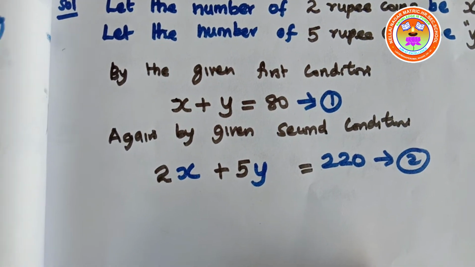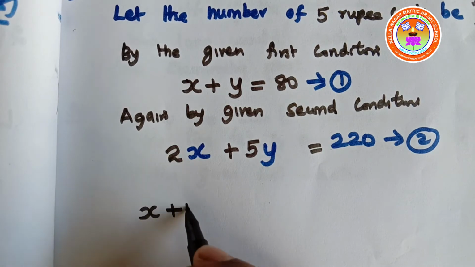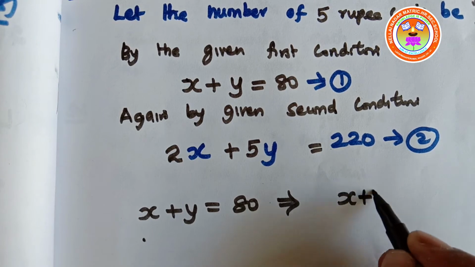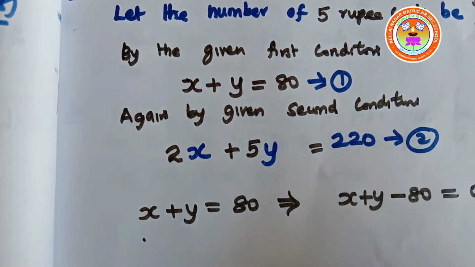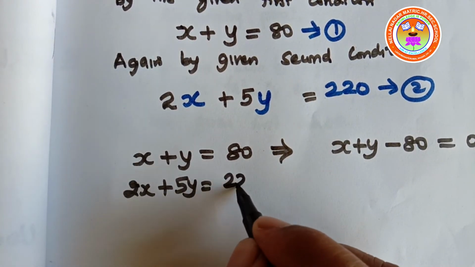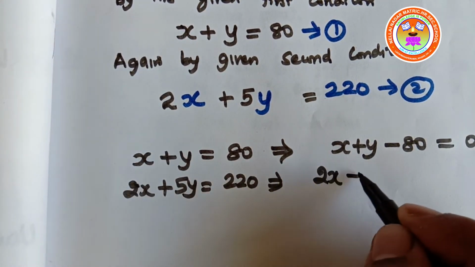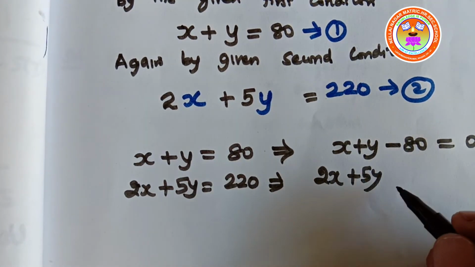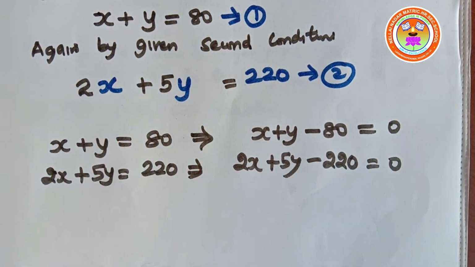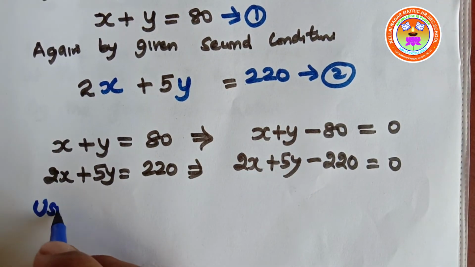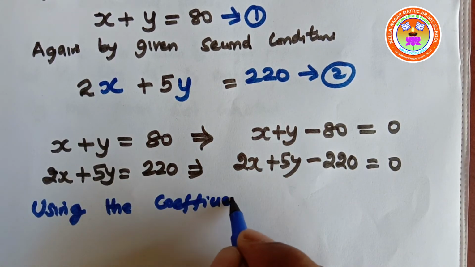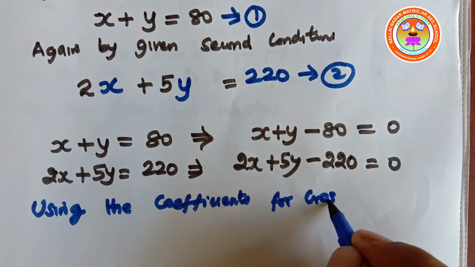Now see children, x plus y equal to 80, right? This can be written as x plus y minus 80 equal to 0. 2x plus 5y equal to 220. This can be written as 2x plus 5y, transfer this side, minus 220 equal to 0. So I am going to use the cross multiplication method, using the coefficients for cross multiplication.